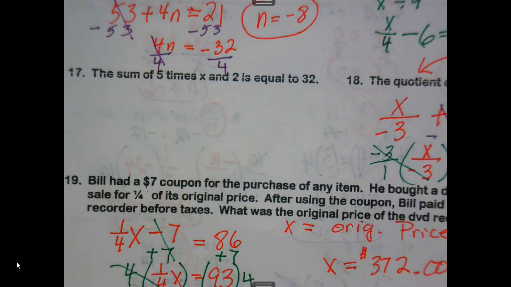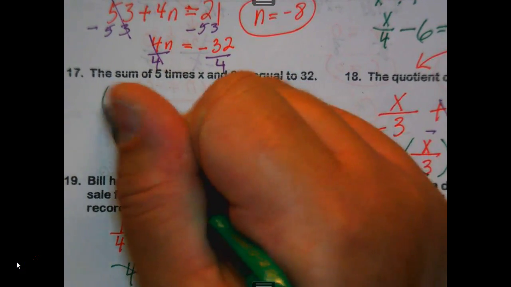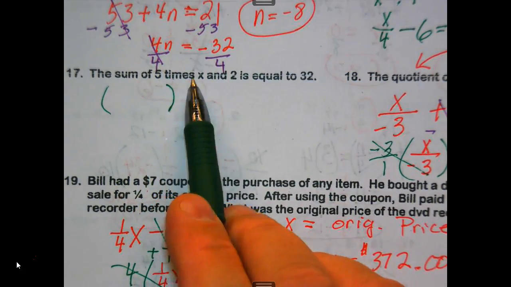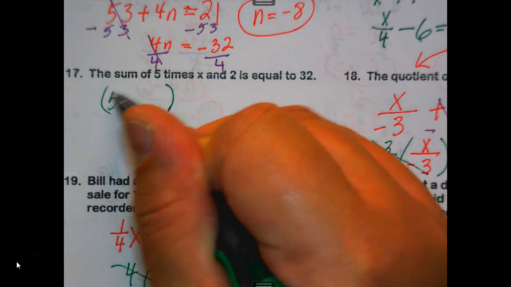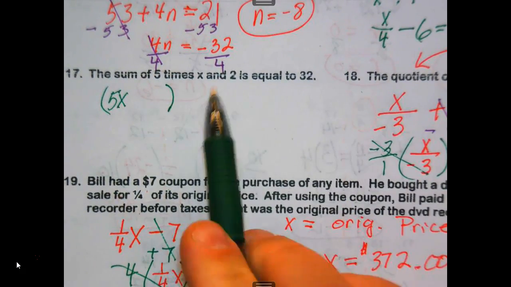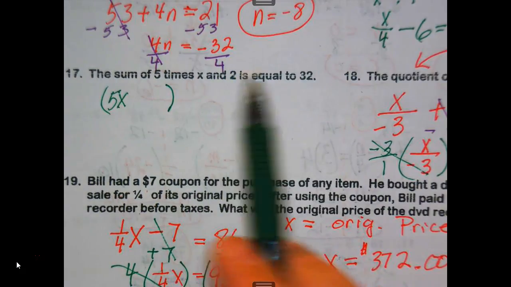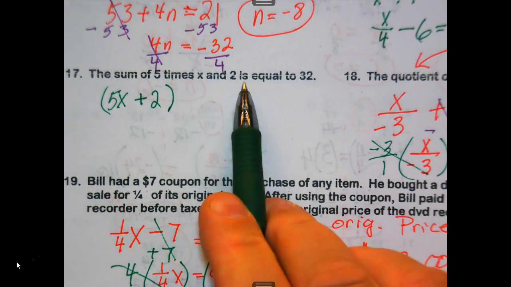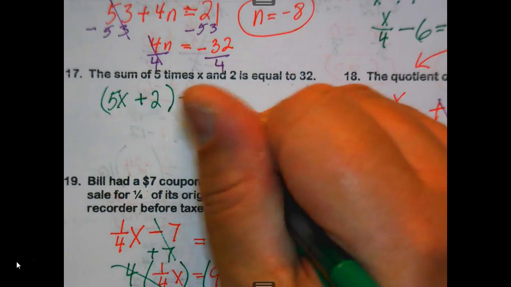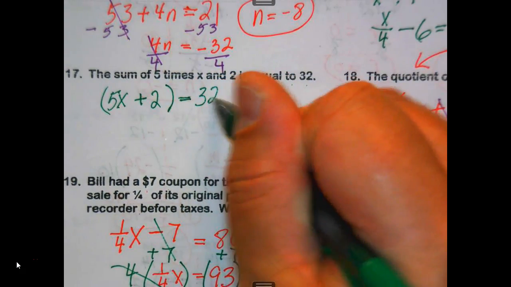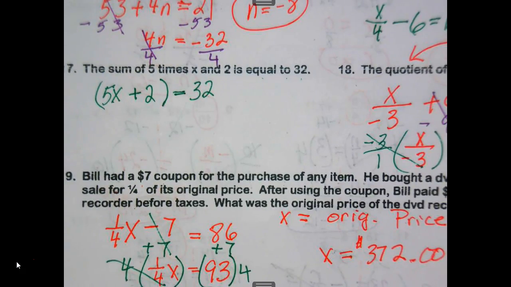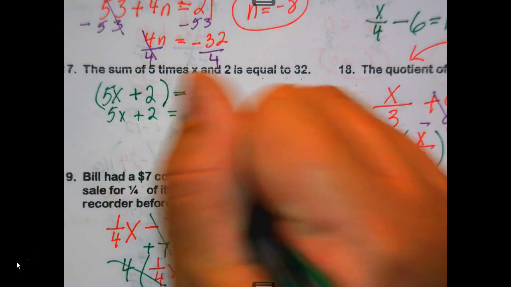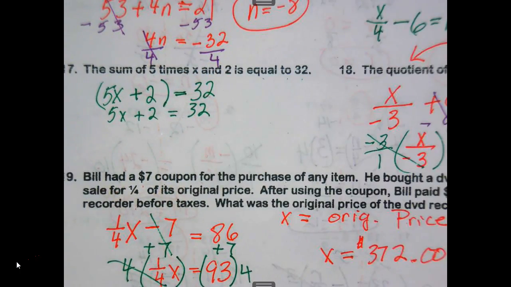Now, when you see the word sum, I would use parentheses. The sum of 5 times x. So I'm going to take 5 times x and 2, so I'm going to plus 2, is equal to 32. Now, this time I didn't need the parentheses. That's all right. So I got 5x plus 2 equals 32. Now I solve for x.